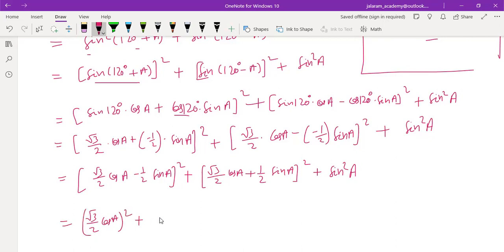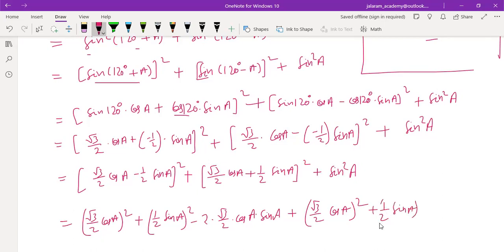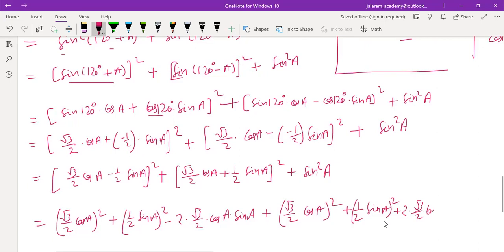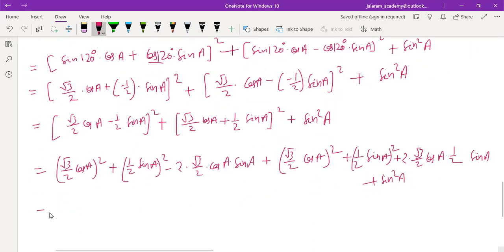So A square plus B square minus 2AB, plus again A square root 3 by 2 cos A whole square plus B square 1 by 2 sine A whole square plus 2 into A into B, plus sine square A equals to, expanded, 3 by 4 cos square A plus 1 by 4 sine square A.